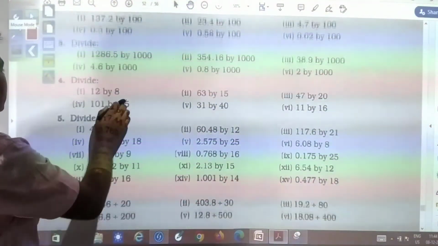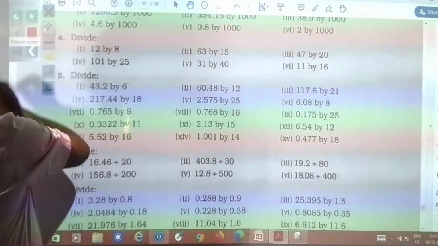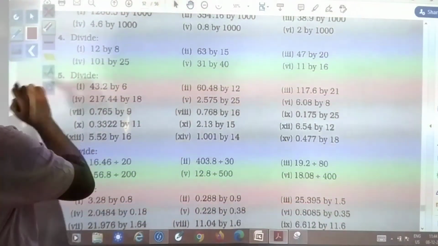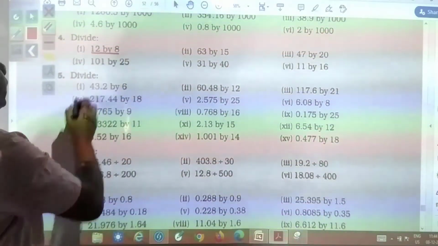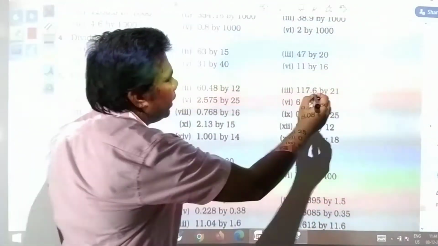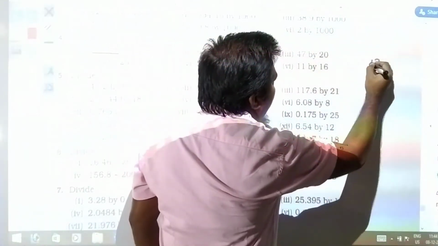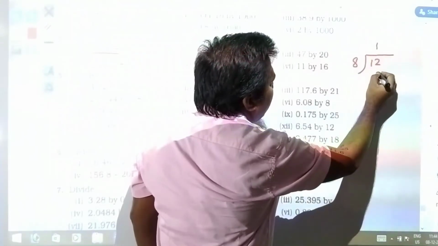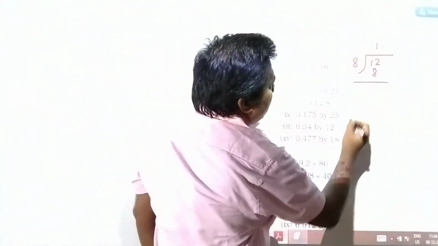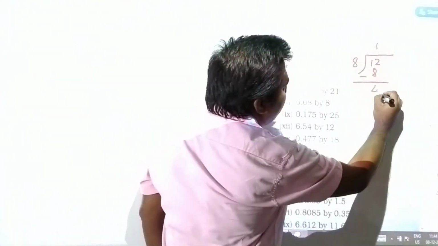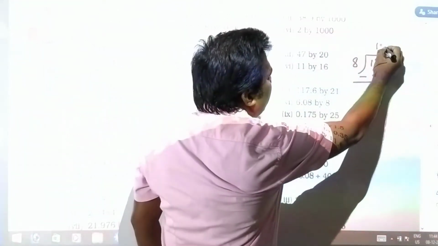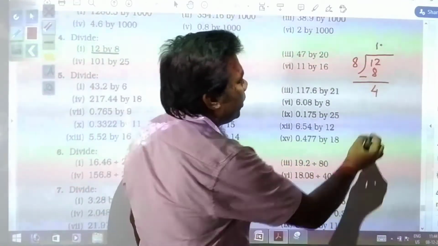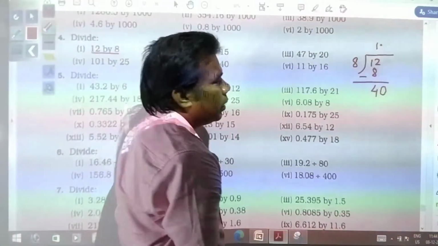Next you have question number 4. By whole number you are dividing. Here you see 12 by 8. So if you are dividing 12 by 8, 8 1 ja 8. If you are subtracting you will get 4. Decimal you will put, and for decimal you need to put 0 over here.